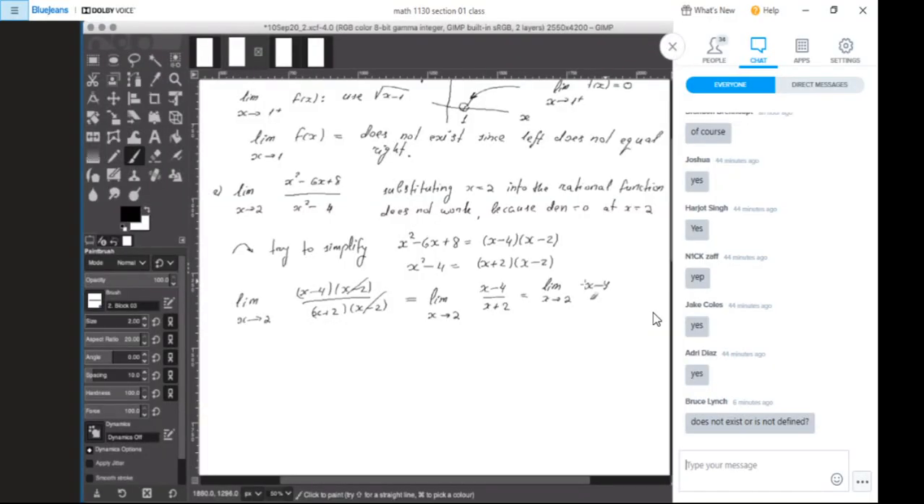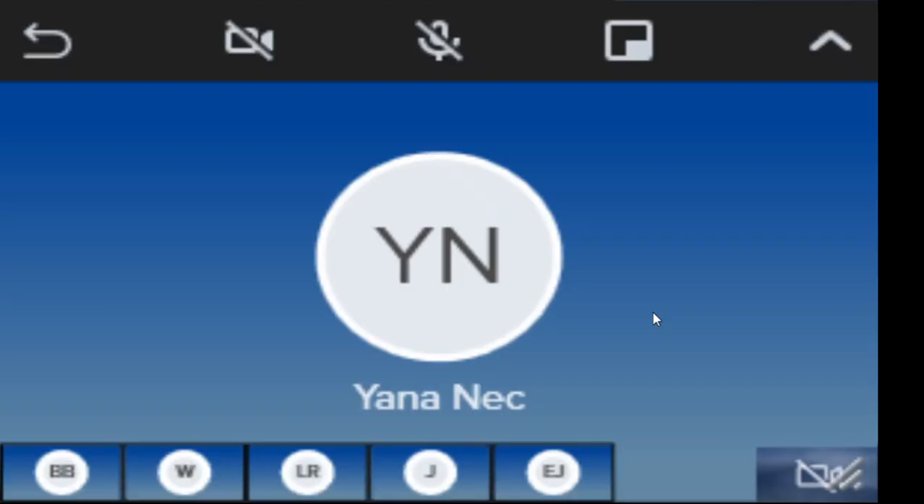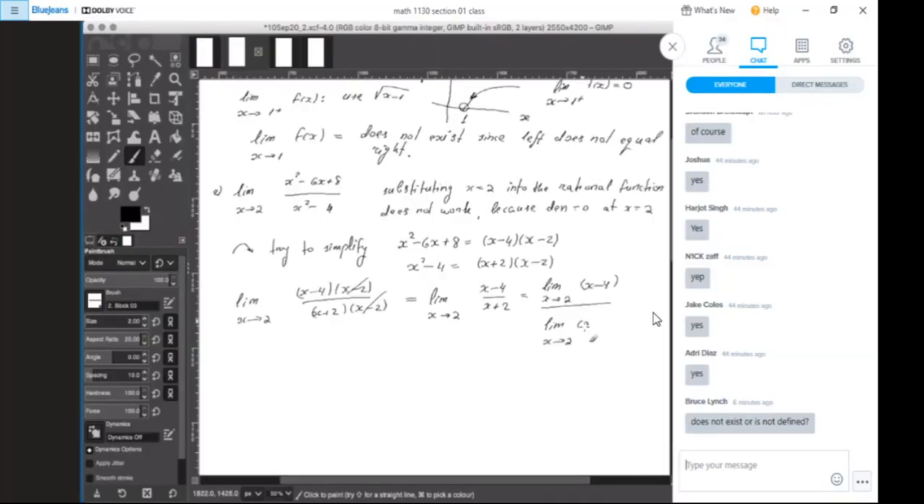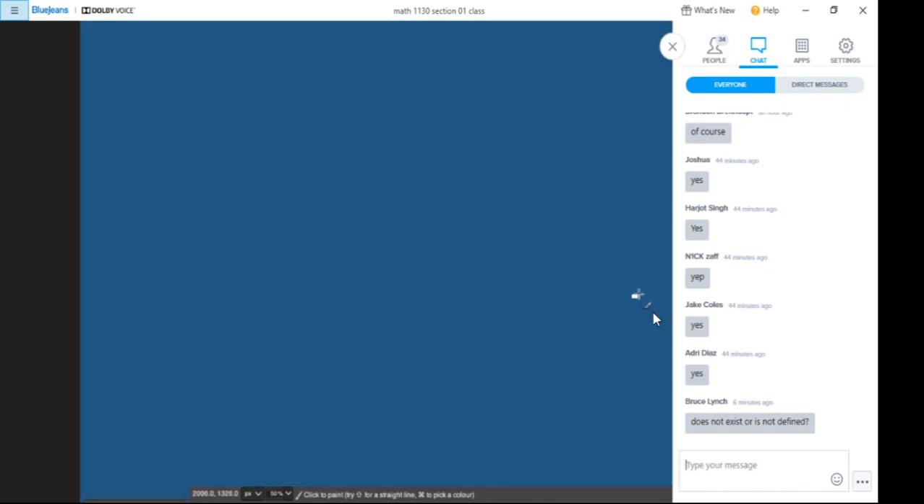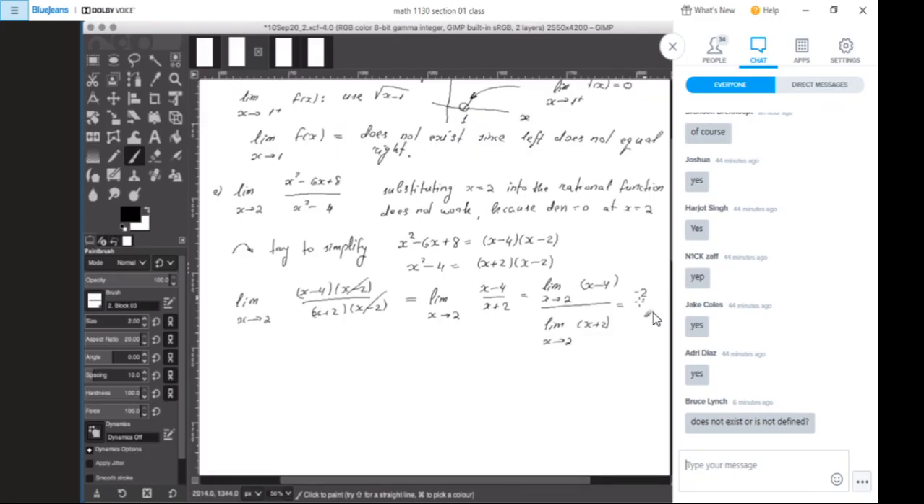So the limit of the numerator divided by the limit of the denominator, and we'll get minus 2 divided by 4, and that will equal minus 1/2. The minus is missing right there.